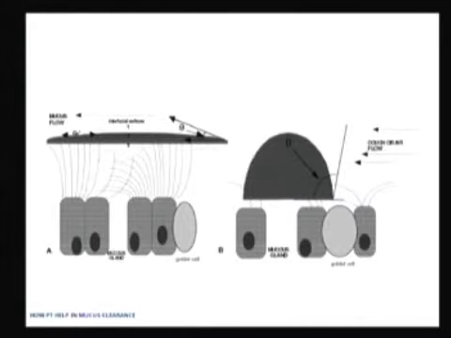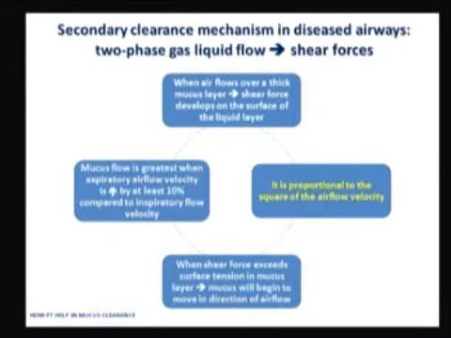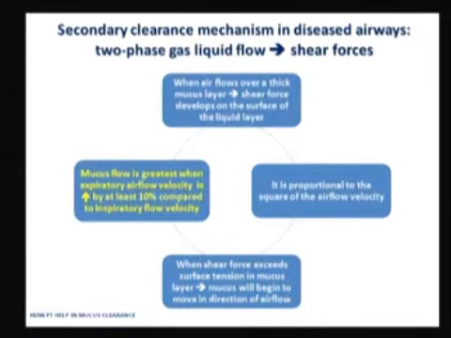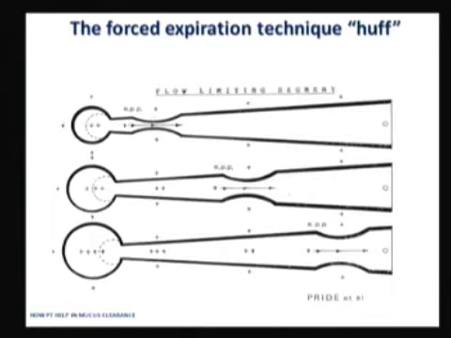And we have lots of patients with COPD that don't have good working cilia, and the ciliary escalator is not working well. So we can use the expired air to push on the mucus plug. It's proportional to the square of the airflow velocity. When a shear force exceeds surface tension in the mucus layer, the mucus will begin to move in the direction of the airflow, and finally the mucus flow is greater when expiratory airflow velocity is increased by at least 10% compared to inspiratory velocity. This is what I meant by the Bernoulli effect.